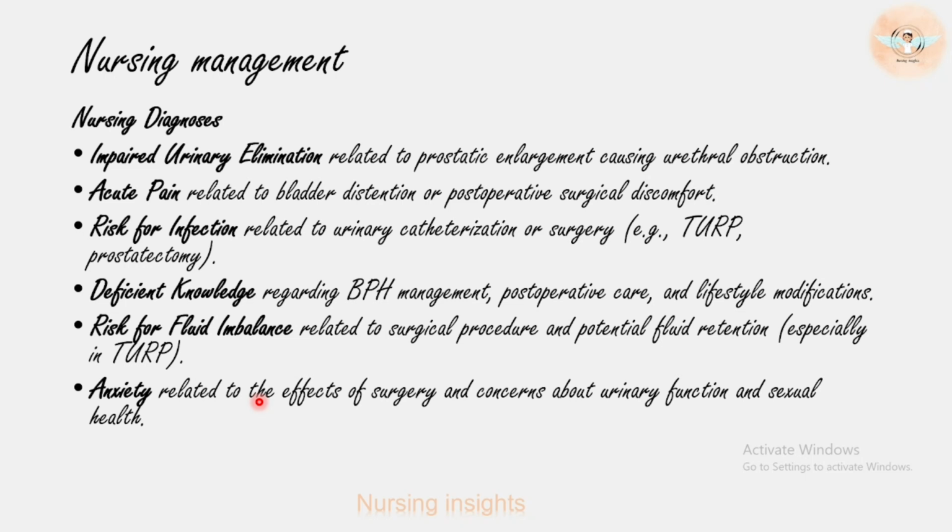And risk for fluid imbalance, related to the surgical procedure and potential fluid retention, especially in TURP surgery. And anxiety, definitely, because the patients are experiencing pain and also have concerns about urinary symptoms and sexual health. So anxiety related to the effect of surgery, concerns about urinary function and sexual health. So these are my nursing diagnoses.